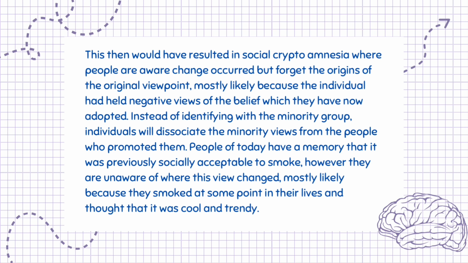This then would have resulted in social crypto-amnesia, where people are aware change occurred but forget the origins of the original viewpoint, most likely because the individual had held negative views of the belief which they have now adopted. Instead of identifying with the minority group, individuals will dissociate the minority views from the people who promoted them. People of today have a memory that it was previously socially acceptable to smoke, however they are unaware of where this view changed, most likely because they smoked at some point in their lives and thought that it was cool and trendy.